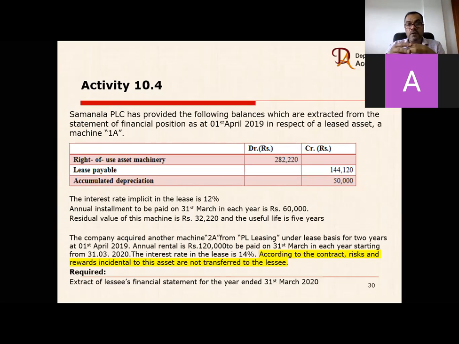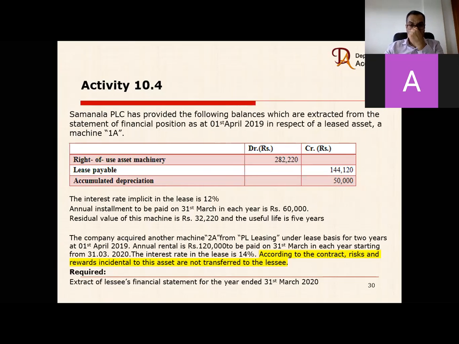To get a glimpse of understanding of such a situation, activity number 10.4 has been designed. So here, already you have a lease asset or the right of use asset and lease liability. And with that, an additional lease is brought up. We'll see how it has happened. Now, those who have attempted the activity may be comfortable. Those who have not attempted the activity may not have any clues, but I can't help.